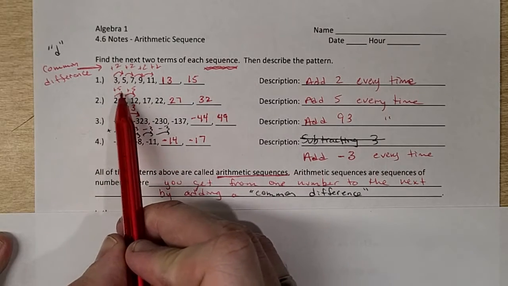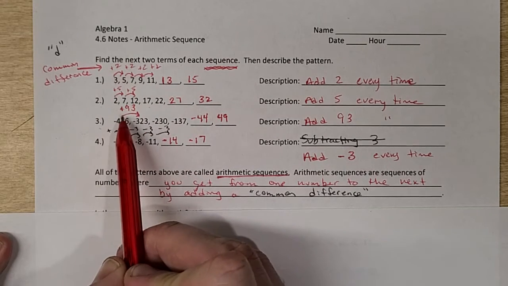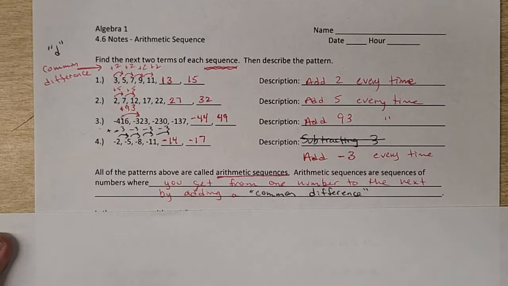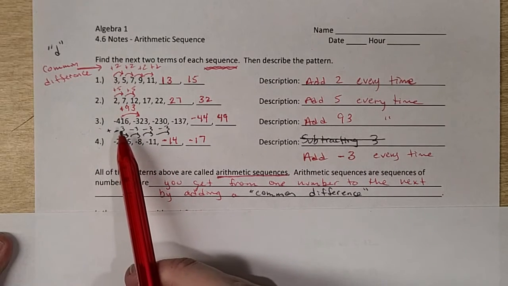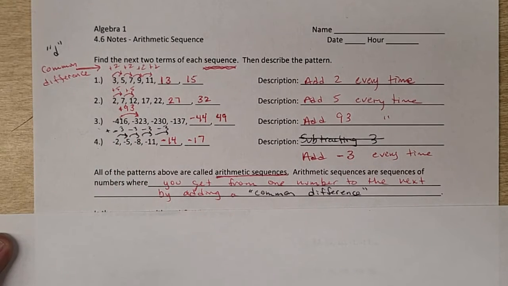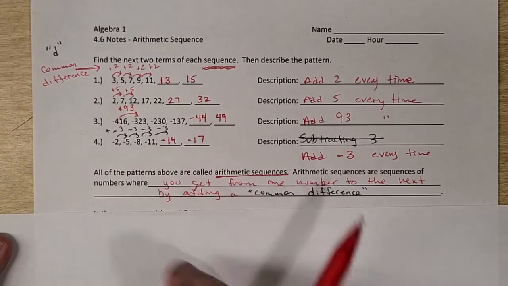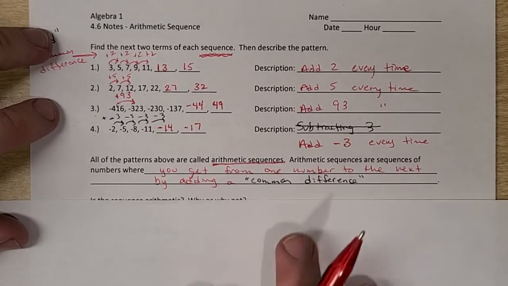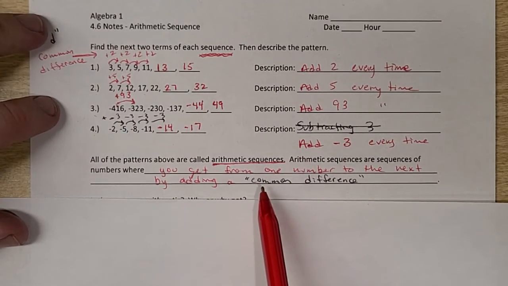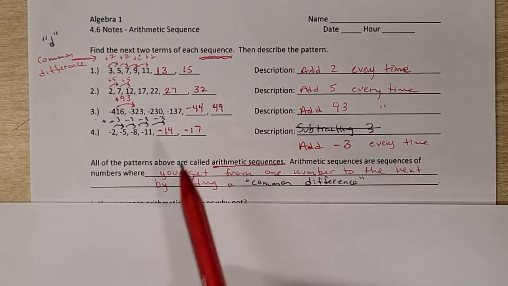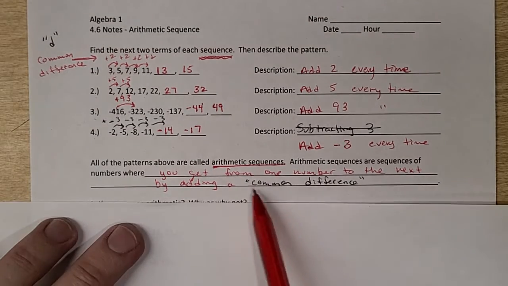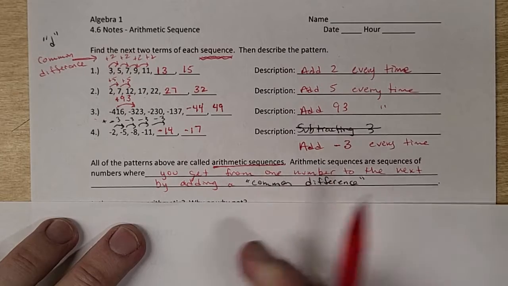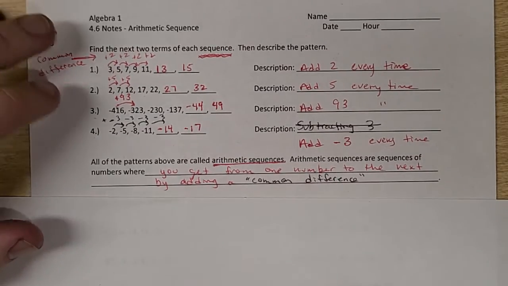For number 2, your common difference is 5. For number 3, your common difference is 93. For number 4, your common difference is a negative 3. So slightly different because I'm going down here, so my common difference is negative. So, arithmetic sequence, it's basically just a bunch of numbers, and to get from one number to the next, you're going to take a specific number, your common difference, and you're going to add. That's all an arithmetic sequence is.